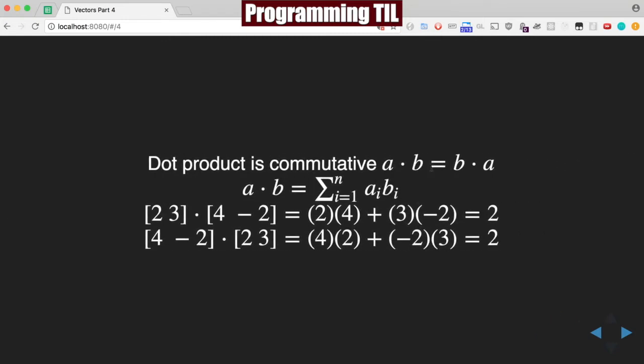It is commutative, so A dot B is equal to B dot A. In an example here, you can see (2, 3) dot (4, -2) is the same thing as (4, -2) dot (2, 3).